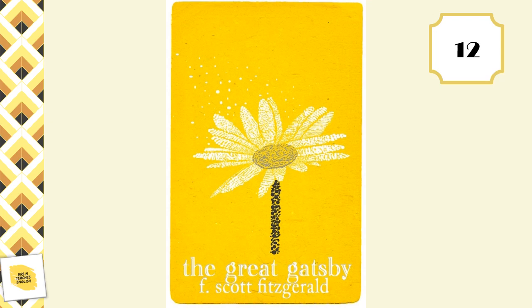Another yellow cover. Are you picking up a pattern here? This time with a single flower on it, a daisy. Do daisies have any symbolic significance? And if a girl is called Daisy, would you make any assumptions about her character?